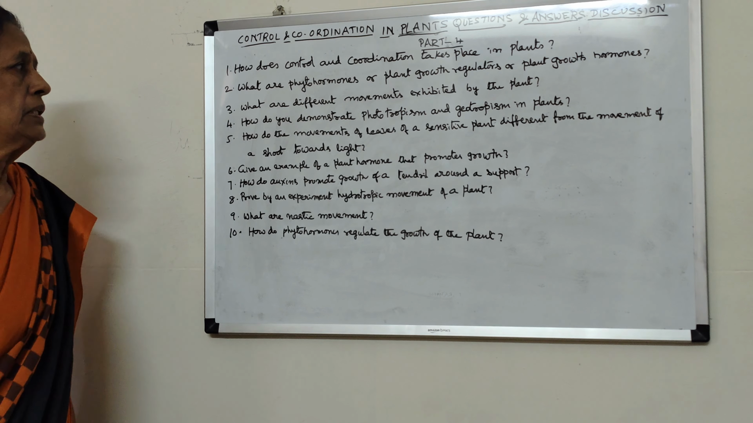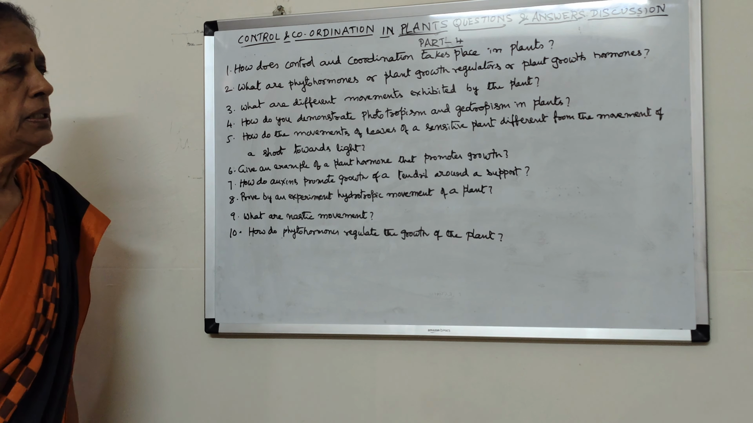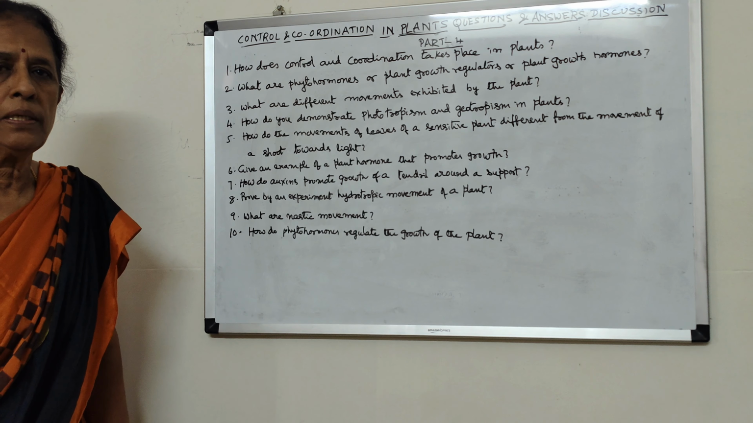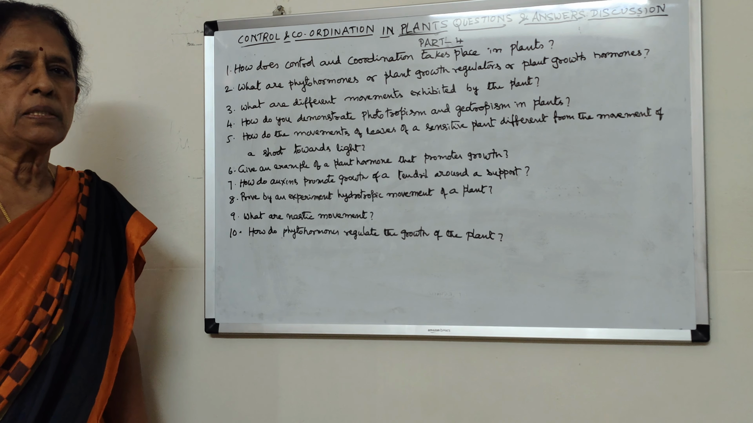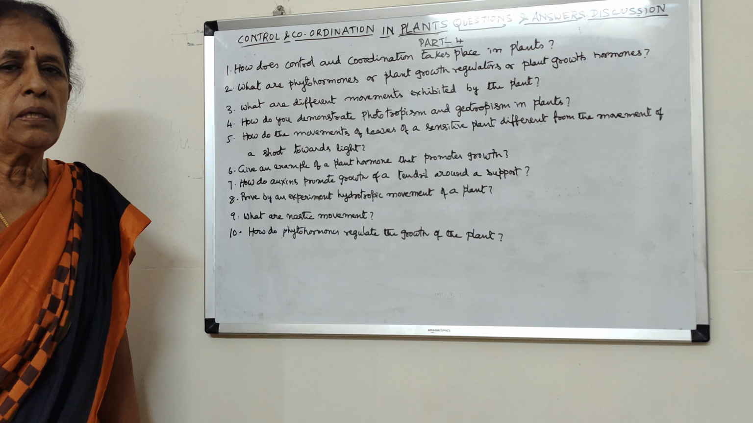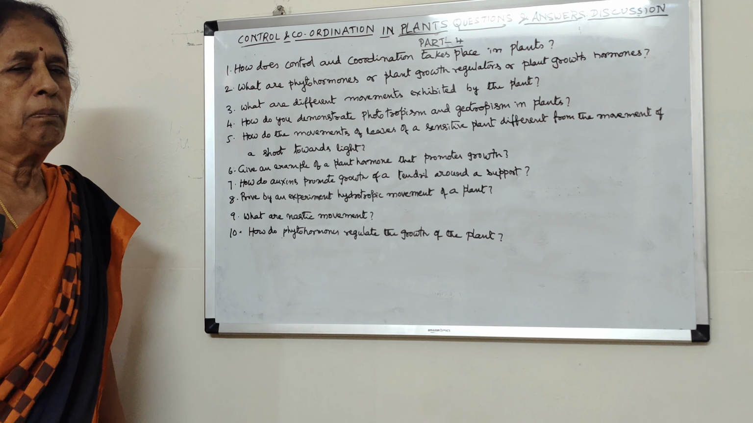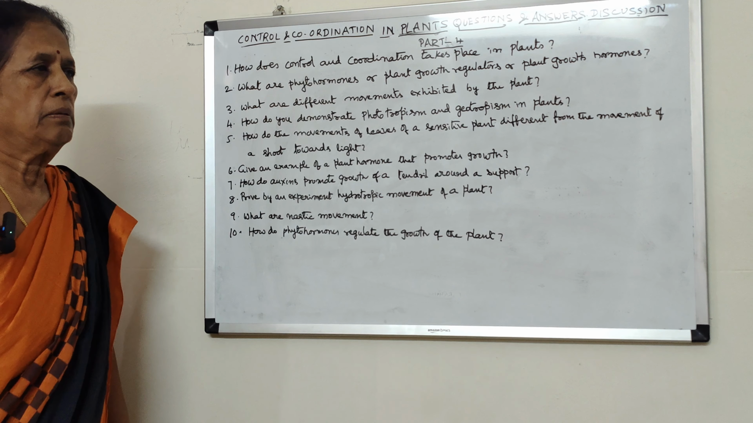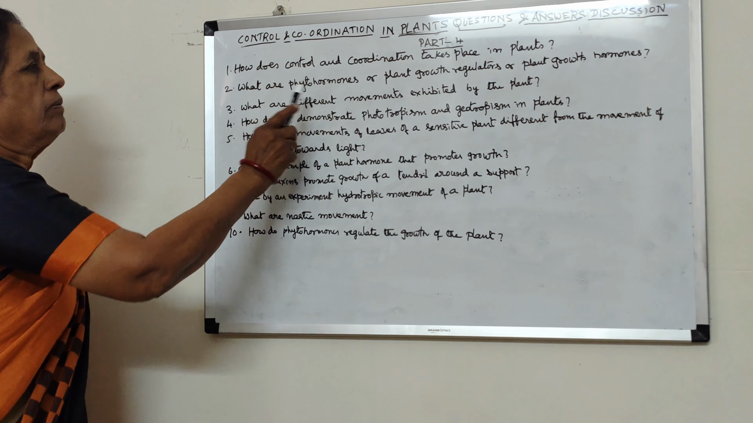Now, let us see the questions. How does control and coordination take place in plants? In plants, there is no nervous system like animals, but certain chemical substances are produced which help in regulating the growth of the plant. So that is how control and coordination takes place in plants. Brief answer.